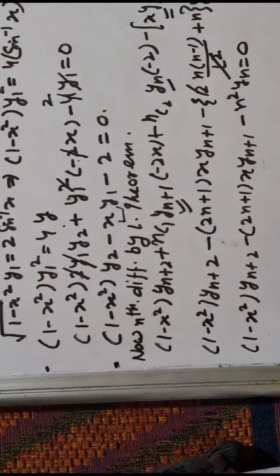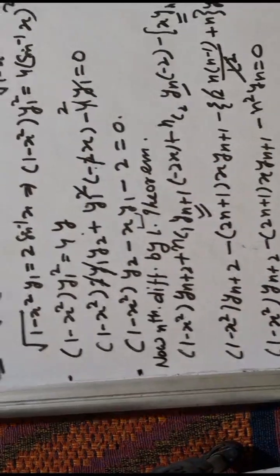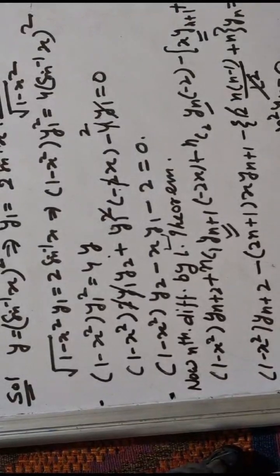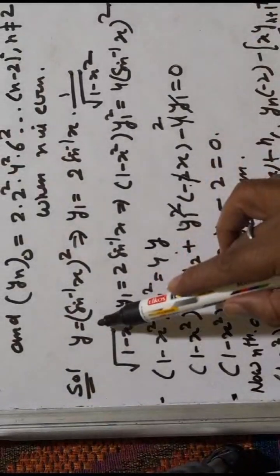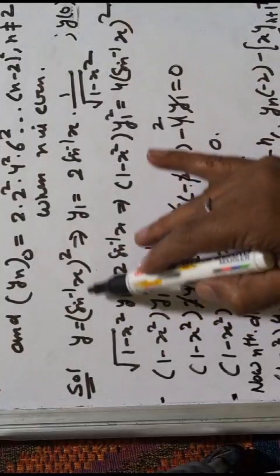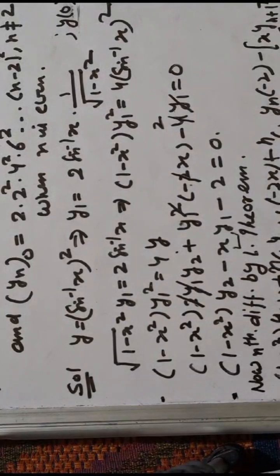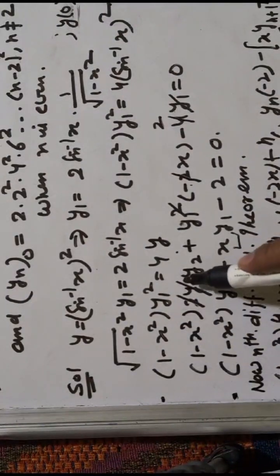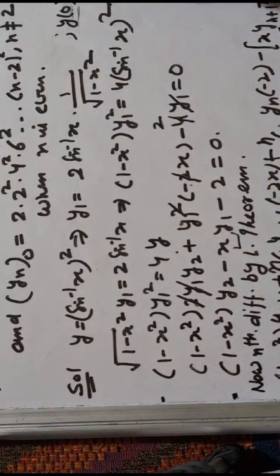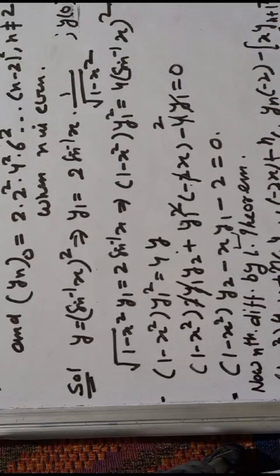Now we find the value of y(0). We have y is equal to sine inverse 0, that is y(0) is equal to sine inverse 0, which means 0. Now we find the value of y1(0) from this expression. From this expression y1(0) is equal to 2 sine inverse 0, y1(0) is also 0.